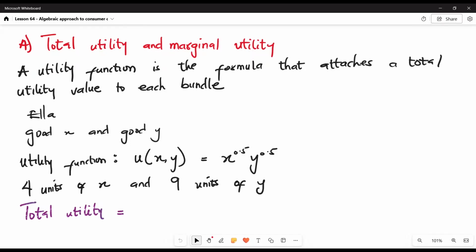Hi, welcome back. In our previous lesson, we looked at consumer optimization where we focused on utility. Today, we'll be looking at the algebraic approach to the consumer choice theory we've been discussing so far.